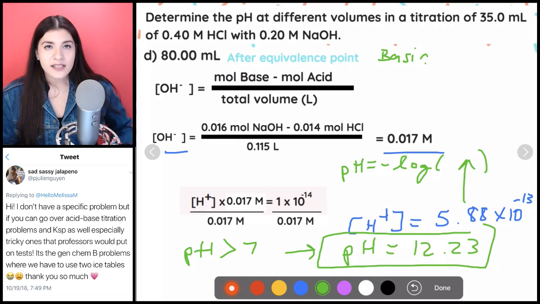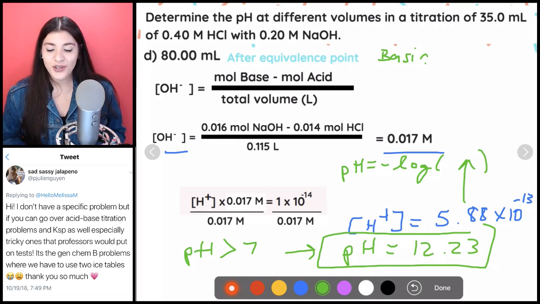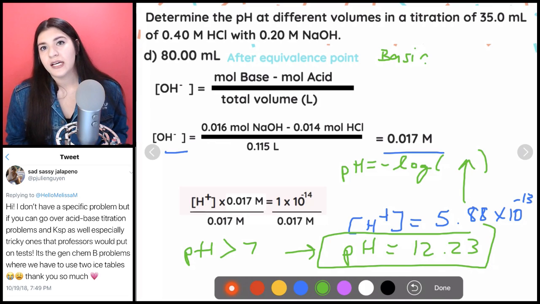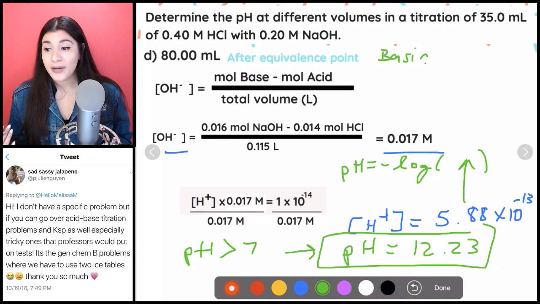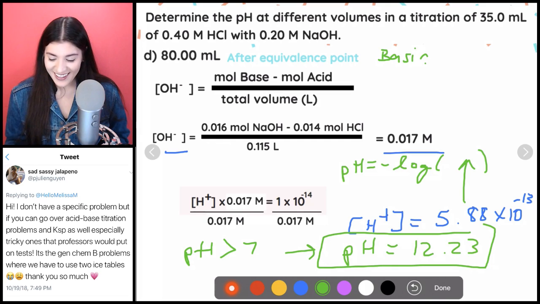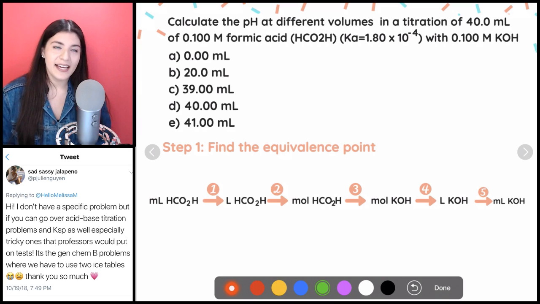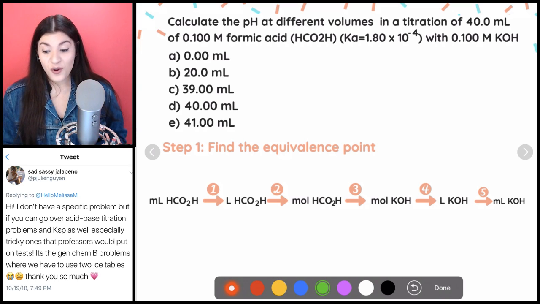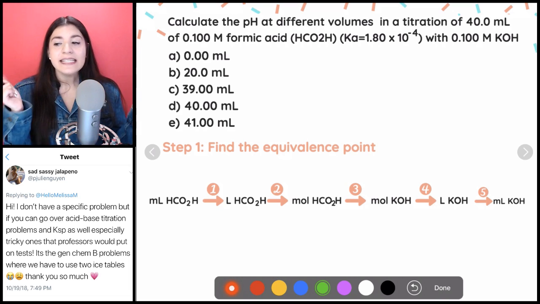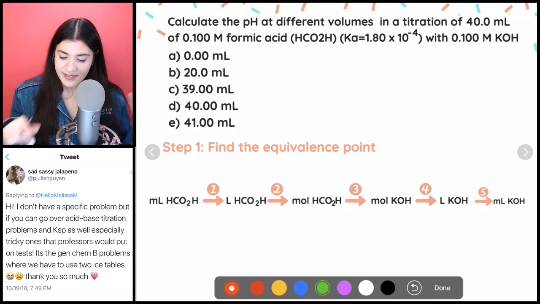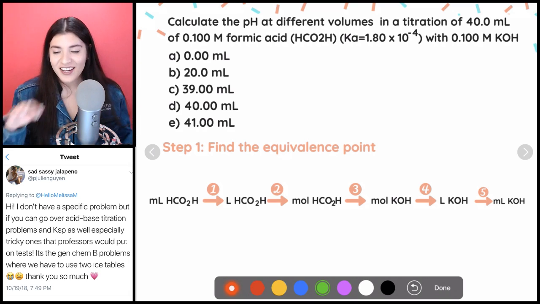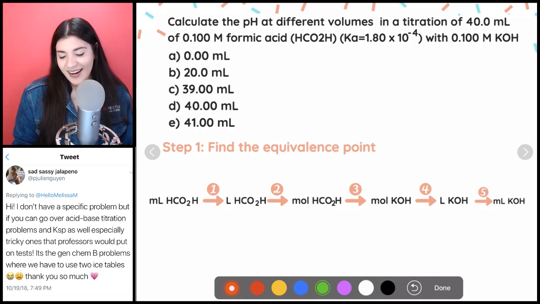So this is essentially the whole process that you would go through to figure out a question like this for a strong acid, strong base titration. Let's do another one where it's a little bit different now. This is going to be a weak acid and a strong base. And I'm going to tell you how I can just instantly tell that this is a weak acid. So let's read this first, and then I'll tell you my hint.